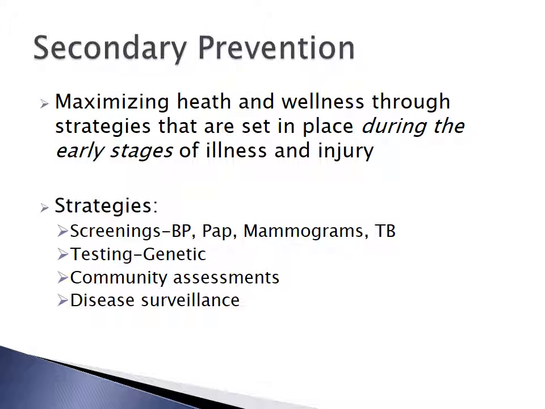Secondary prevention. Secondary prevention is maximizing the health and wellness through strategies that are set in place during the early stages of illness or injury. This is a planned effort to minimize the impact of disease or injury once it has occurred. Secondary prevention methods include screenings such as TB testing for hospital employees, screenings for lead exposure, checking heights and weights, vision and hearing screenings.